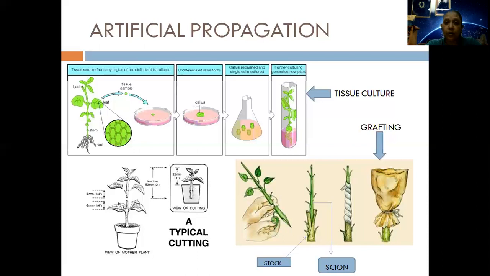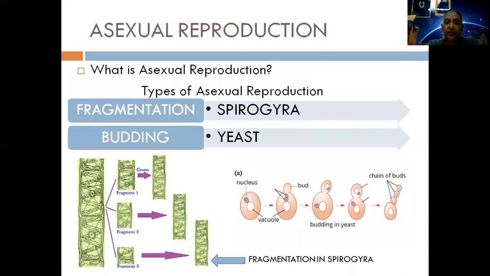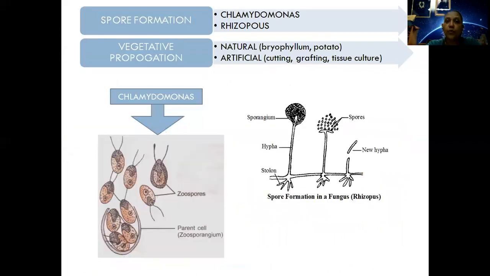Okay, so what did we do till now? We did what reproduction is and the need for reproduction. We did asexual reproduction, wherein we saw the different types: fragmentation, budding, spore formation, and vegetative propagation. So all this was asexual reproduction, wherein you might have seen there are no gametes used.